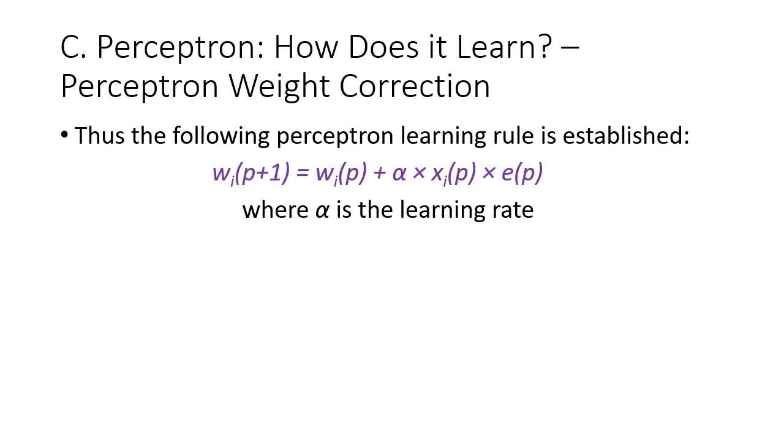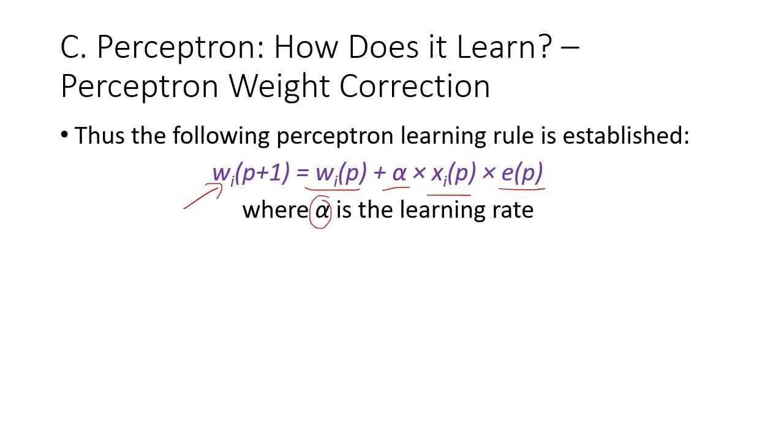Therefore, we come up with this perceptron learning rule. The weight of the next iteration is the weight of the current iteration plus alpha times the input of the current iteration times error, where alpha is the learning rate.